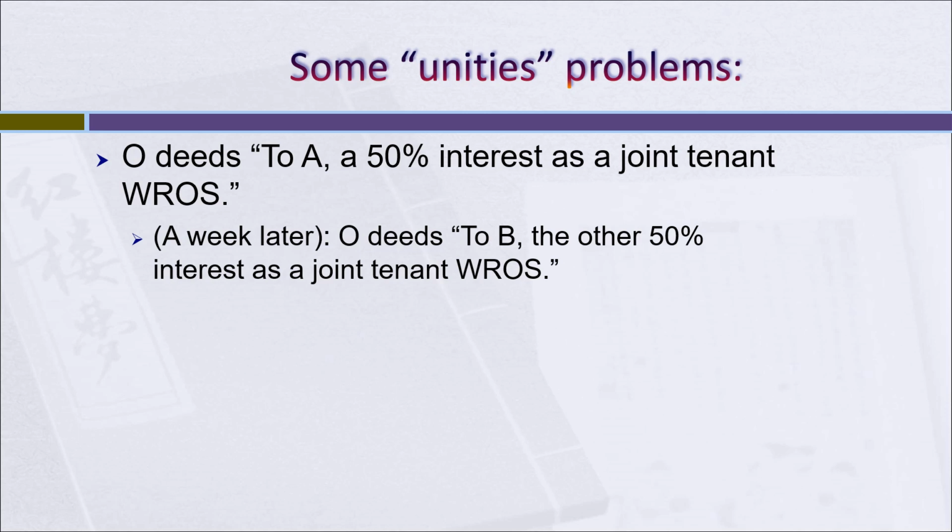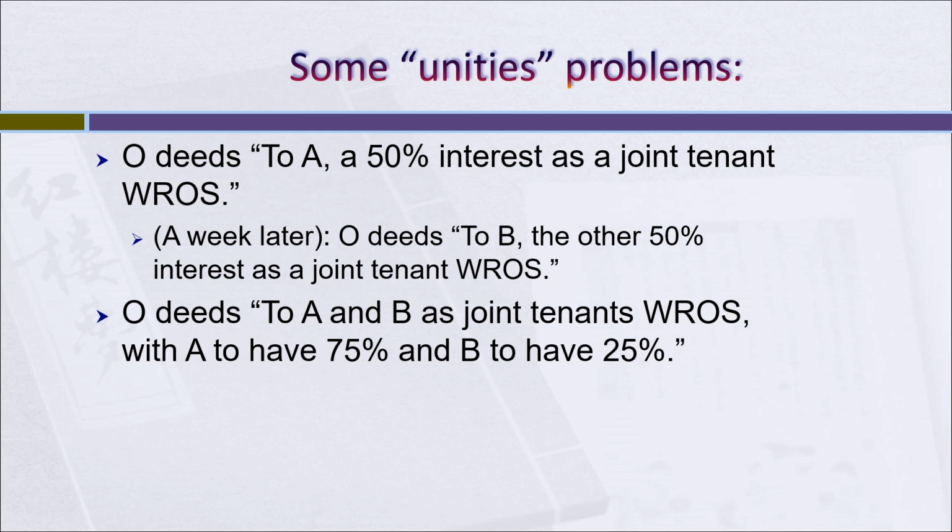Well, the problem here is that A and B did not get their interests at the same time or through the same document, and therefore the unity of time and the unity of title are not satisfied in this conveyance. The result is that A and B cannot have a joint tenancy with right of survivorship. Even though that's what the grantor intended to give them, what they end up with, of course, is a tenancy in common instead, because tenancies in common don't require unity of time or unity of title.